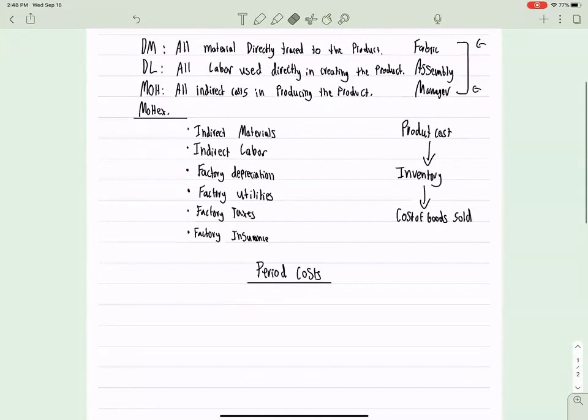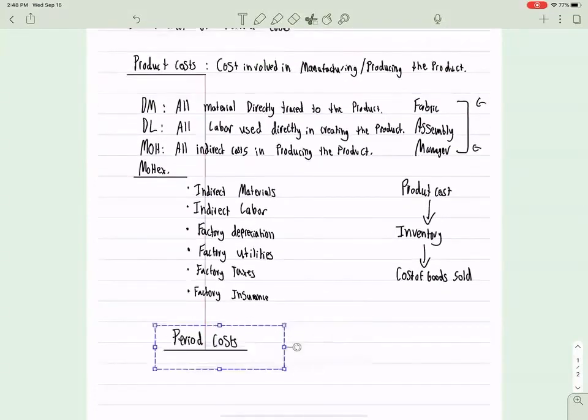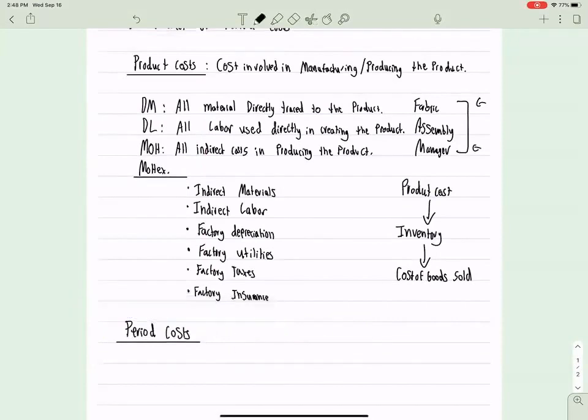Perfect. All right, now guys, period costs. So let me actually move this to the side here. I don't know why I centered it. So guys, period costs. Period costs are any costs incurred related to selling the product. So any cost related to selling the product. All right, guys? So this is how we classify costs. What's the cost of the products itself, and what's the cost of how much does it take to sell it?